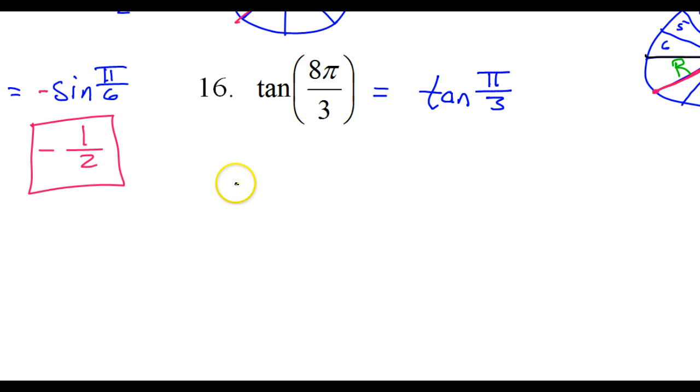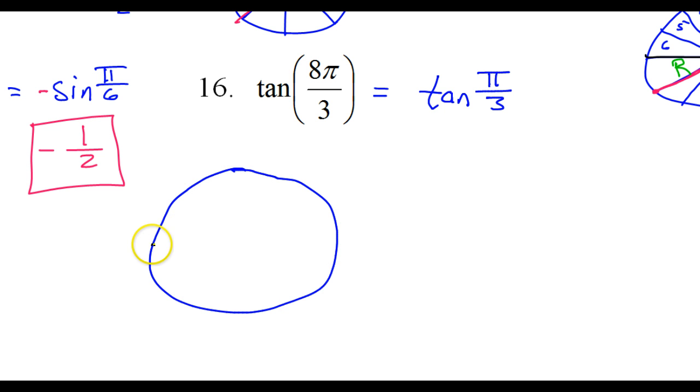So let's see. The way I will know is by finding where this is on the unit circle. So let's do that. So here's my unit circle. I'm doing pi over 3. So the top half is pi, so I'm really just going to split this up into 3 pieces. Okay, 1, 2, 3 pieces up top.